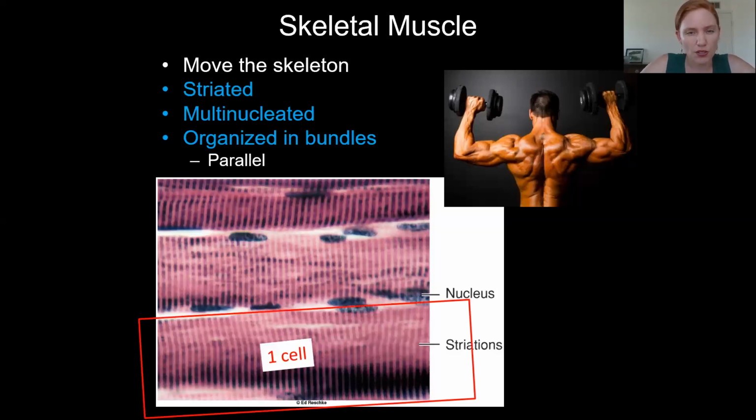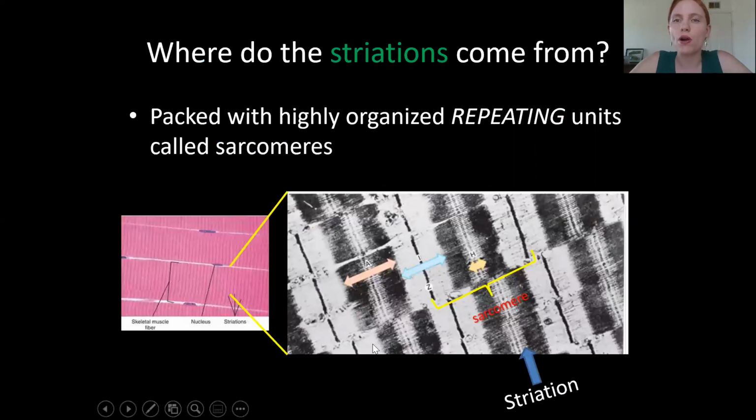Okay, so here's one cell. The other thing that I want you to notice is that skeletal muscle tissue has striations. And what striations means are these little stripes right here. They are striated. So let's talk about, well, where did those striations come from?